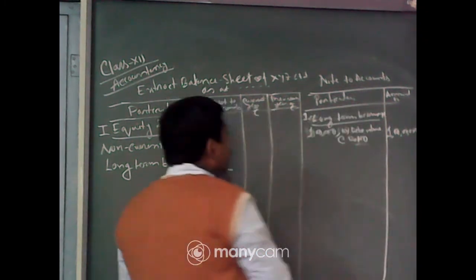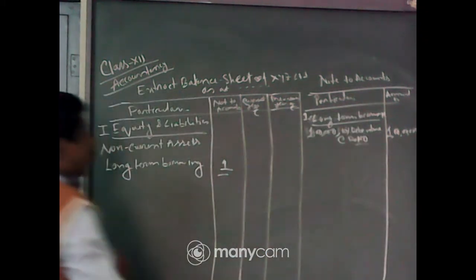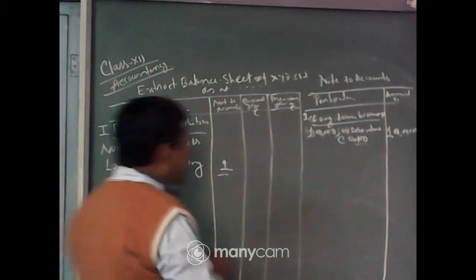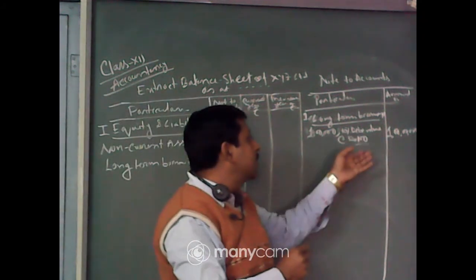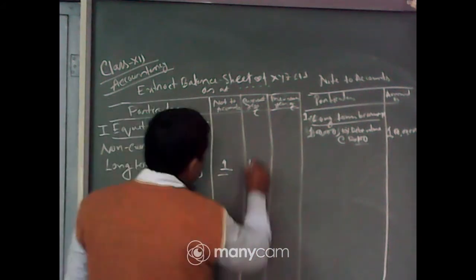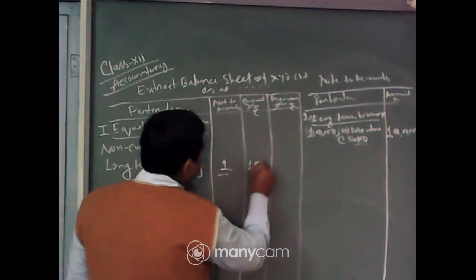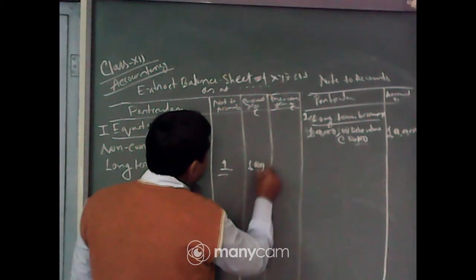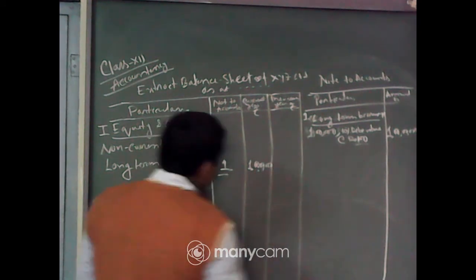That is 1 crore. Okay. So, you are issuing 1 lakh 10% debentures at the rate of rupees 100. So, that is 1 crore. And that 1 crore will show in the balance sheet. That is also 1 crore.